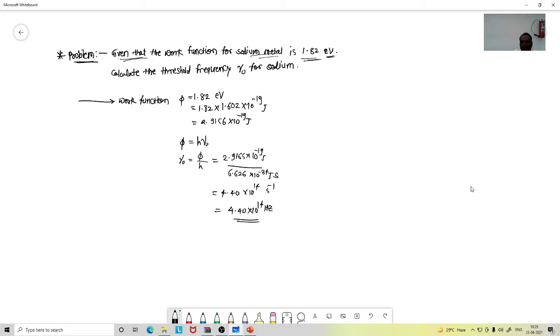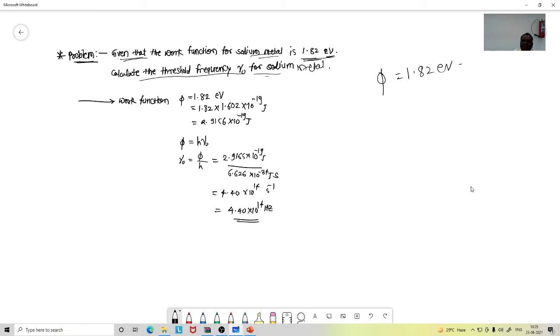Sodium metal, the work function for the sodium metal is 1.82 electron volt. Calculate the threshold frequency nu0 for the sodium metal. This is the sodium metal. Now we know that the work function is given by phi, and phi is equal to 1.82 electron volt.